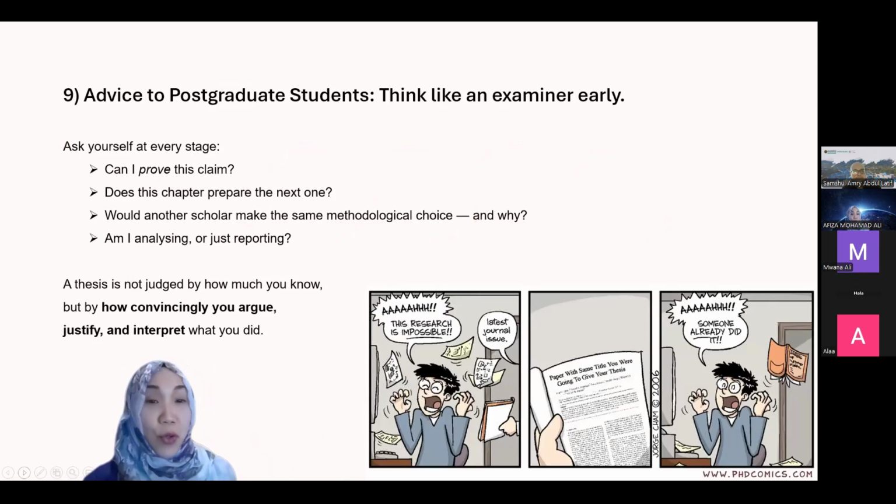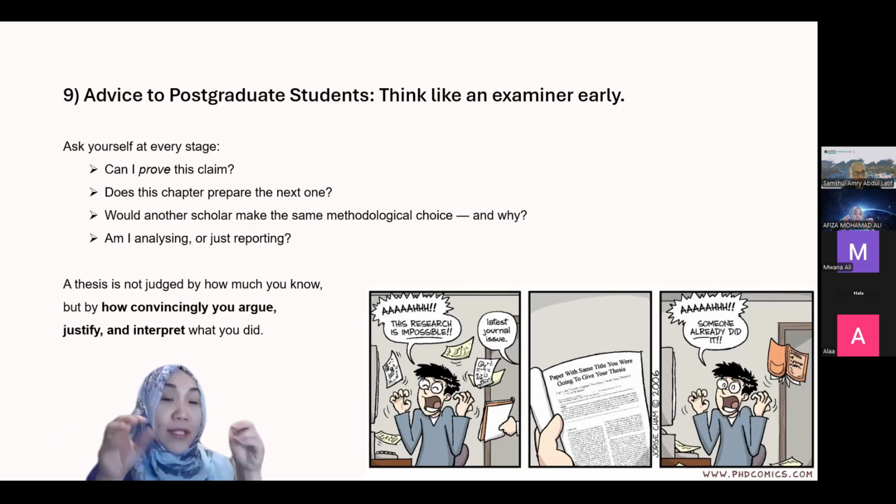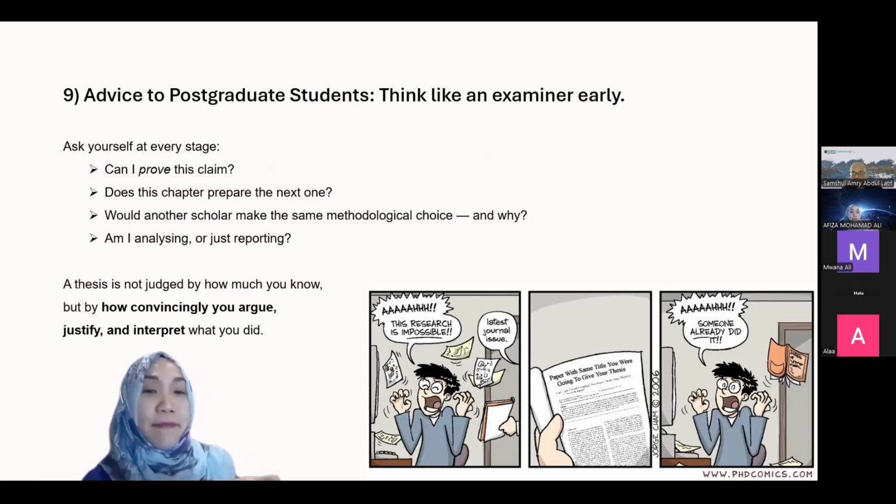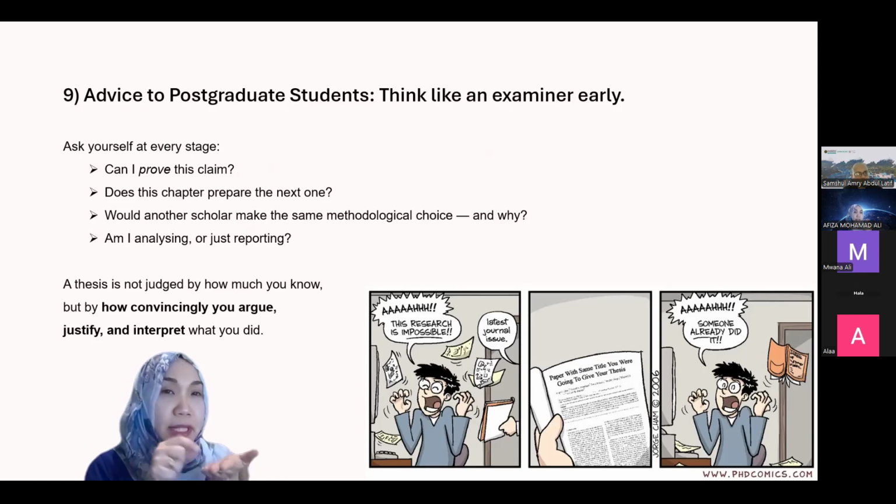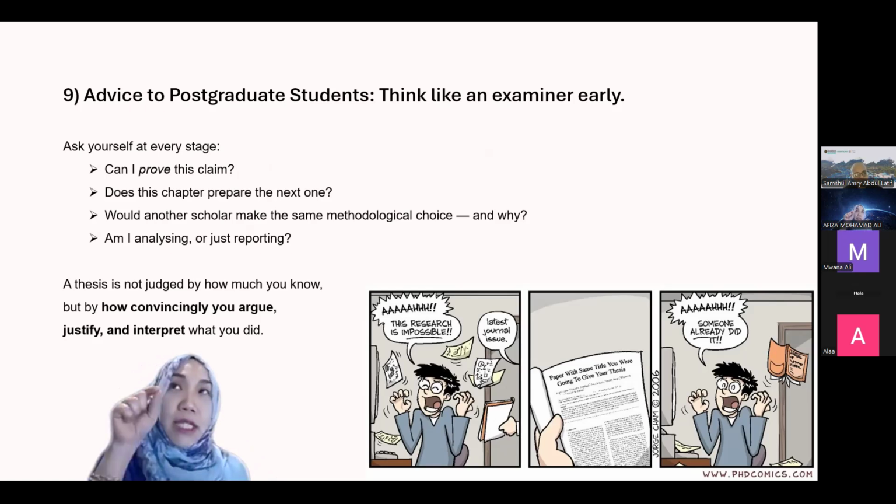So my advice to all of you is, think like an examiner early. At every stage now, you should always question your sentences. Can I prove this? How do I justify this statement? Every sentence would need to be justified because your examiner will write something like this: cite, reference to justify. Who said this? They always comment like that.